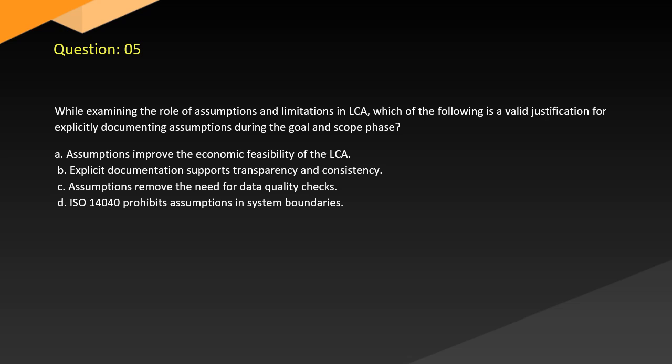Question 5. While examining the role of assumptions and limitations in LCA, which of the following is a valid justification for explicitly documenting assumptions during the goal and scope phase? A. Assumptions improve the economic feasibility of the LCA. B. Explicit documentation supports transparency and consistency. C. Assumptions remove the need for data quality checks. D. ISO 14040 prohibits assumptions in system boundaries.